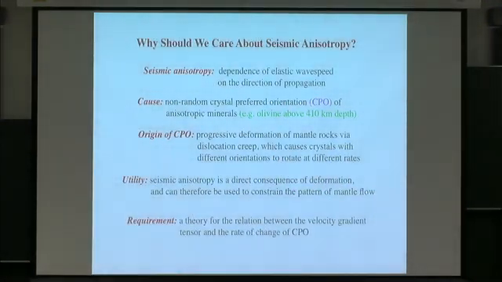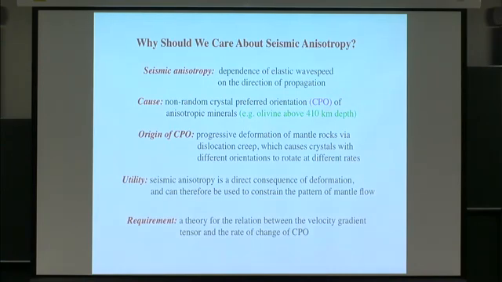So why do we care about seismic anisotropy? First of all, a definition. It's the dependence of elastic wave speed on the direction of propagation in the material. Its cause is non-random crystal preferred orientation, often called CPO, of anisotropic minerals. And the case I'm going to be talking about is olivine, so that would correspond to depths in the mantle of 410 kilometers or less.